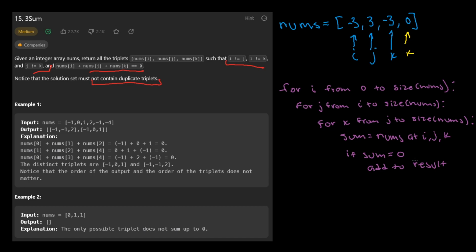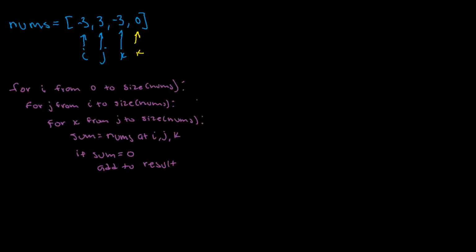But this has a few problems. The first problem is that it doesn't take care of duplicates. So for this example here, we can have this and this in one of our result arrays, and then we can also have this and this in one of our result arrays. And that would give us the same exact array, which is not what we want. So we could add a check over here to say, if this set is not in our result.